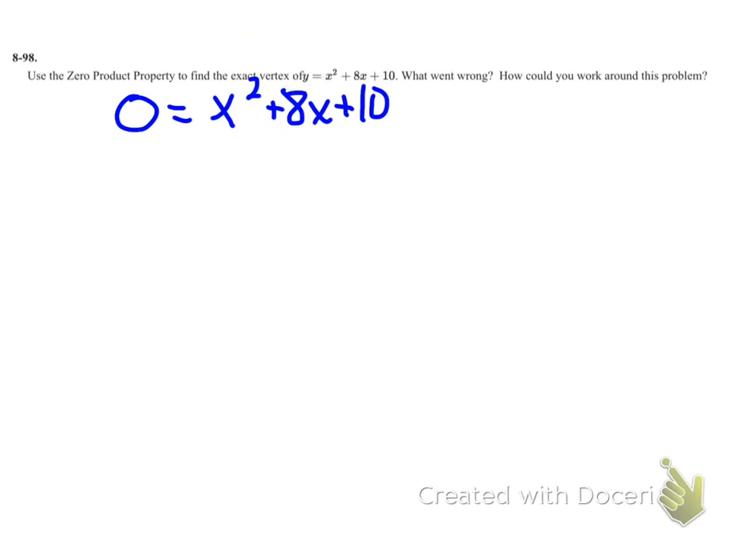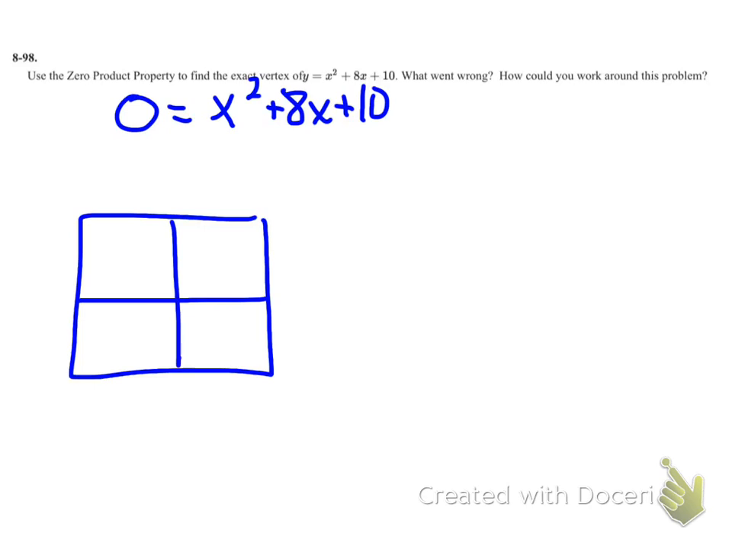My next step to use zero product property is to factor. So I'm going to start off with the generic rectangle. And if you remember with the generic rectangle, my first term, my x squared, goes in the bottom left. I know some of you place it in different spots. That's perfectly fine, but I will always put it in that bottom left.